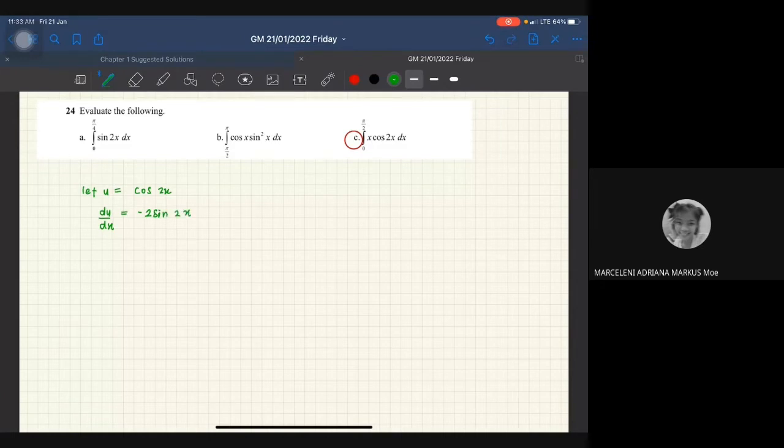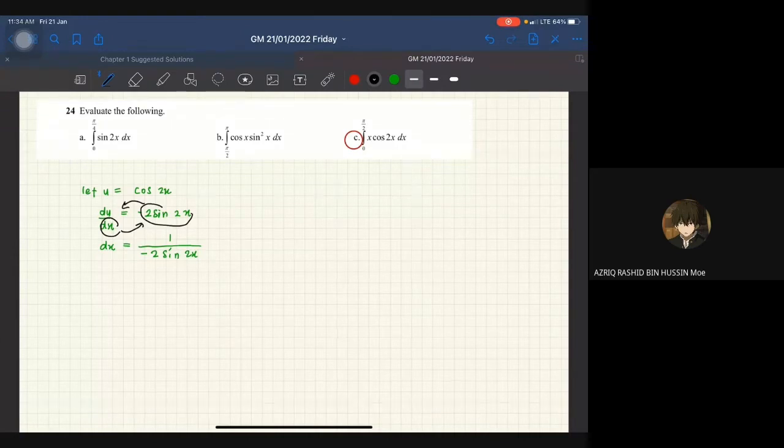Okay, and then kita jadikan dx as subject. Dx is equal to negative 2 sine 2x. Oops, sorry. Kita balik. Satu. Sini. Okay, so dx bawa naik atas. Sini ke atas, sini ke sebelah sana. Okay, so kita jadikan dx as a subject.